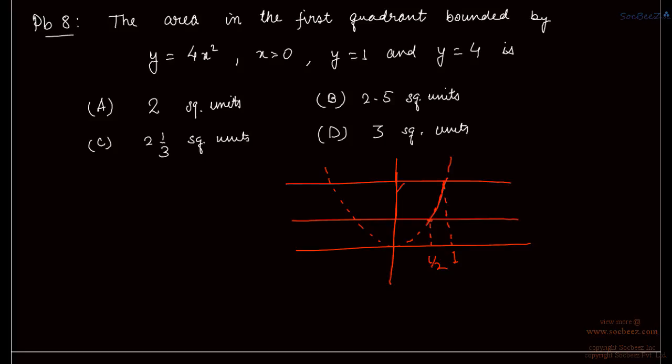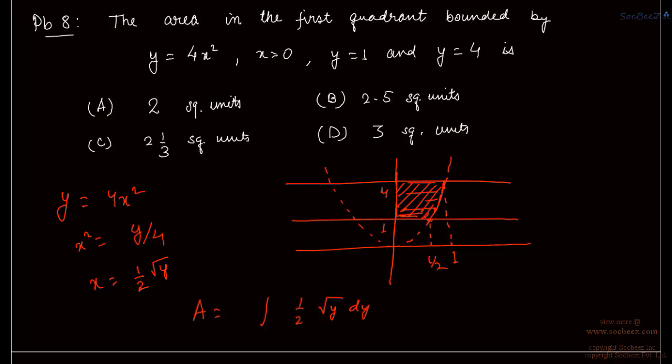So basically we have to find this area from y is equal to 1 to y is equal to 4. So let us represent the function y is equal to 4x square in terms of x as a function of y, so that the function will be in the first quadrant. So we can represent it as x square is equal to y upon 4 and x is equal to half of root y. Okay. So the area is the integration of half of root y dy from y is equal to 1 to 4.